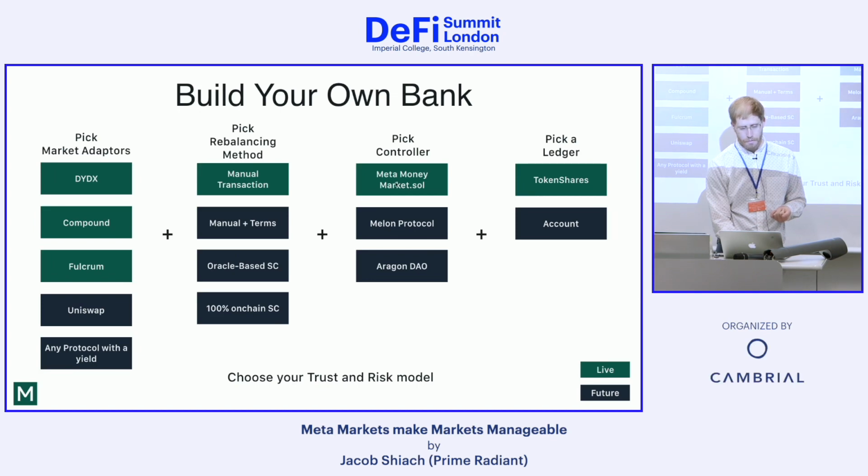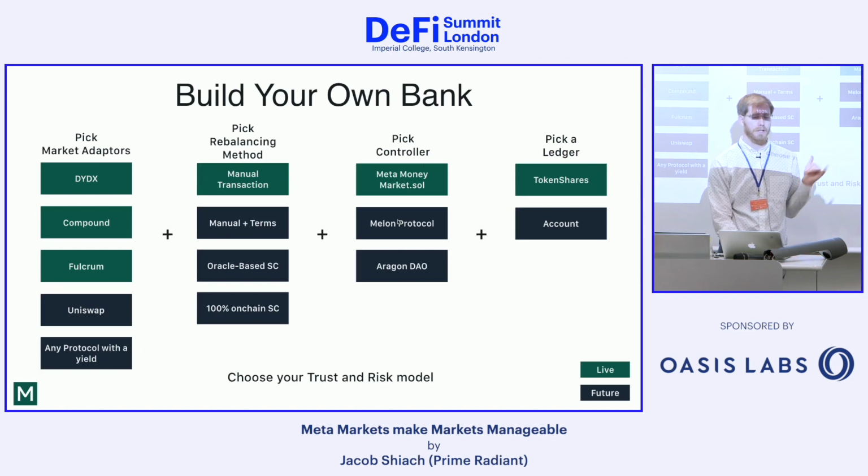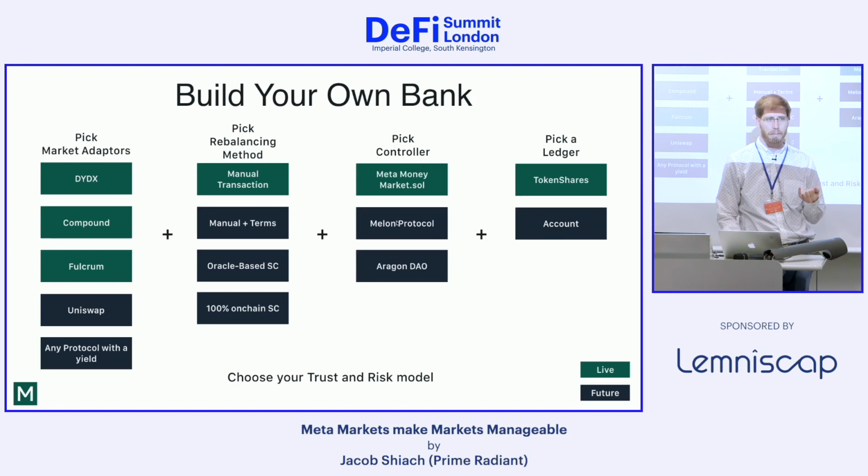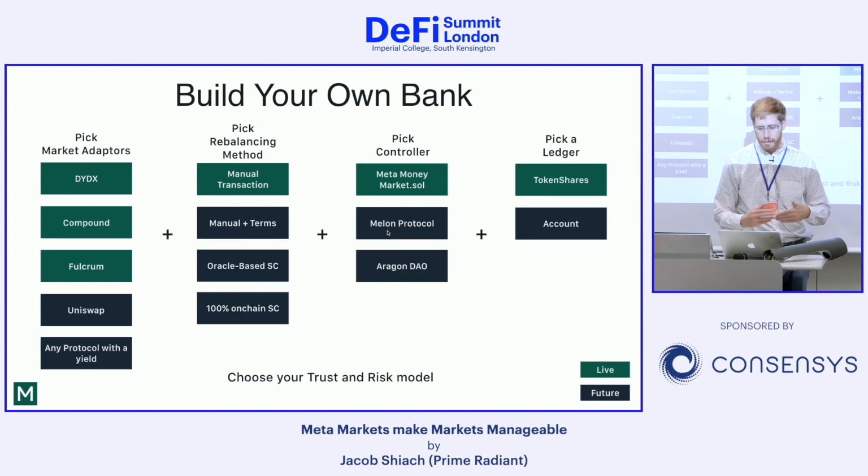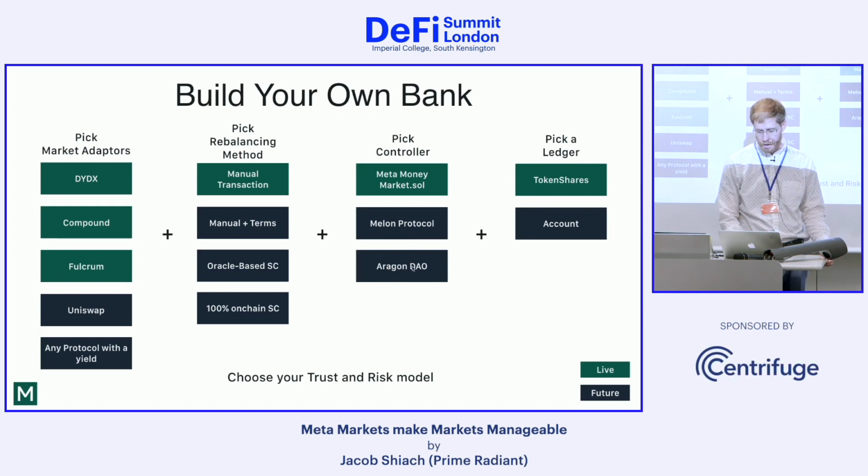The controller itself, so what is actually moving money between? Right now that's a custom contract, which is Meta Money Market. But you could also plug all of this into Melon so that you can have a Melon managed money market. So your Melon funds could have some sort of optimized yield. You could also plug it into Aragon DAOs, so you can have DAO managed money markets.